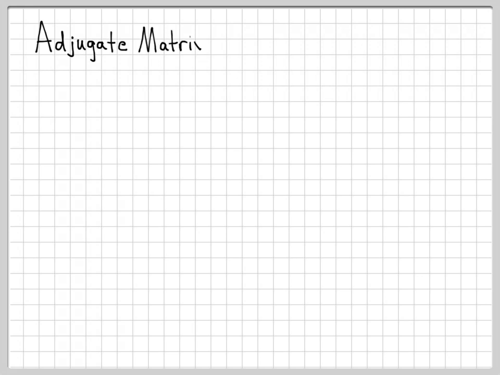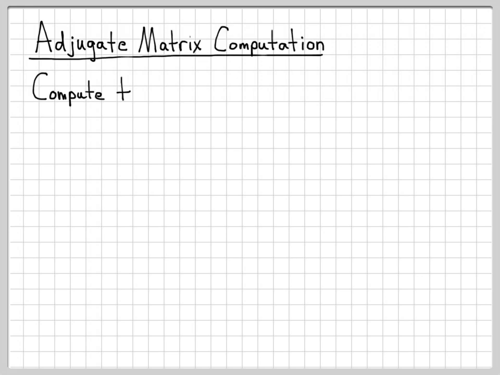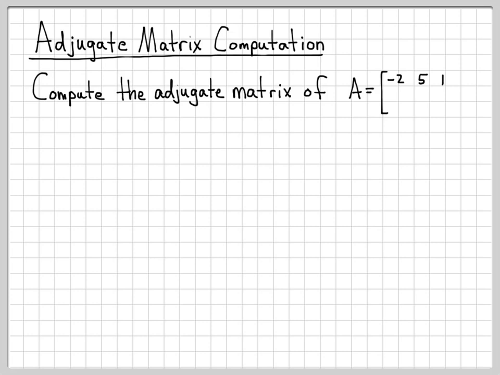In this example, we are going to compute the adjugate matrix of a matrix. So given a matrix, you can compute its adjugate matrix. The matrix we're going to work with is the matrix A, which is [-2, 5, 1; 4, 1, 0; -3, 5, 5]. So that's the matrix A, and what we're asked to do is to compute the adjugate matrix of the matrix A.